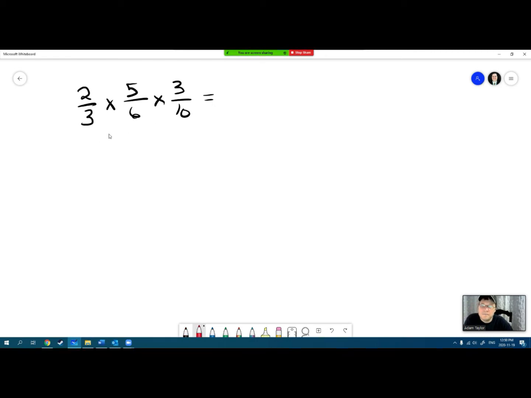So when multiplying fractions, there's a simple way to reduce. As you've been instructed so far, in addition and subtraction, any of the math that we've done, I've told you to reduce to lowest terms. So you could imagine, if we do what we were just explaining and multiply the numerators and multiply the denominators, 2 times 5 is 10, times 3 is 30, 3 times 6 times 10 is 180.